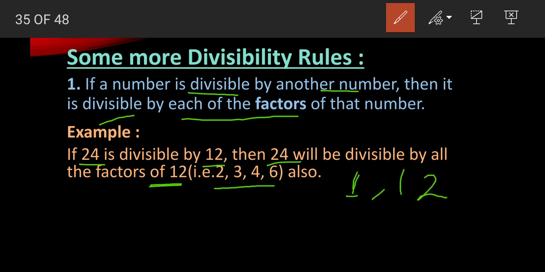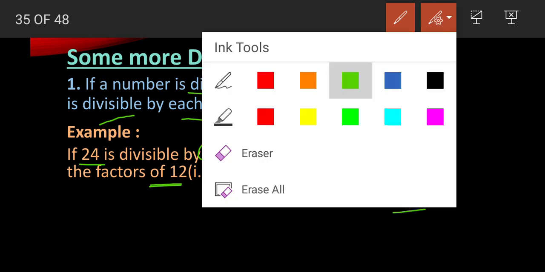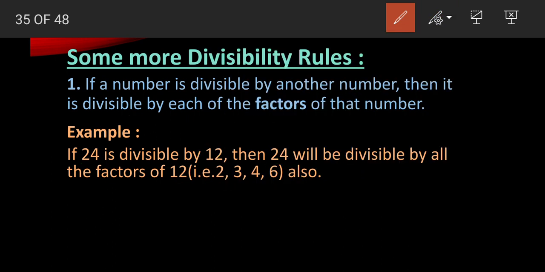I have not mentioned these two because every number is divisible by 1. As we are dividing this number by 12, I have not mentioned the same number also. So let us check the divisibility of this number, that is 24, by the other factors. Here we will check the divisibility by 2. 24 is divisible by 2 as its last digit is 4, which is an even number.